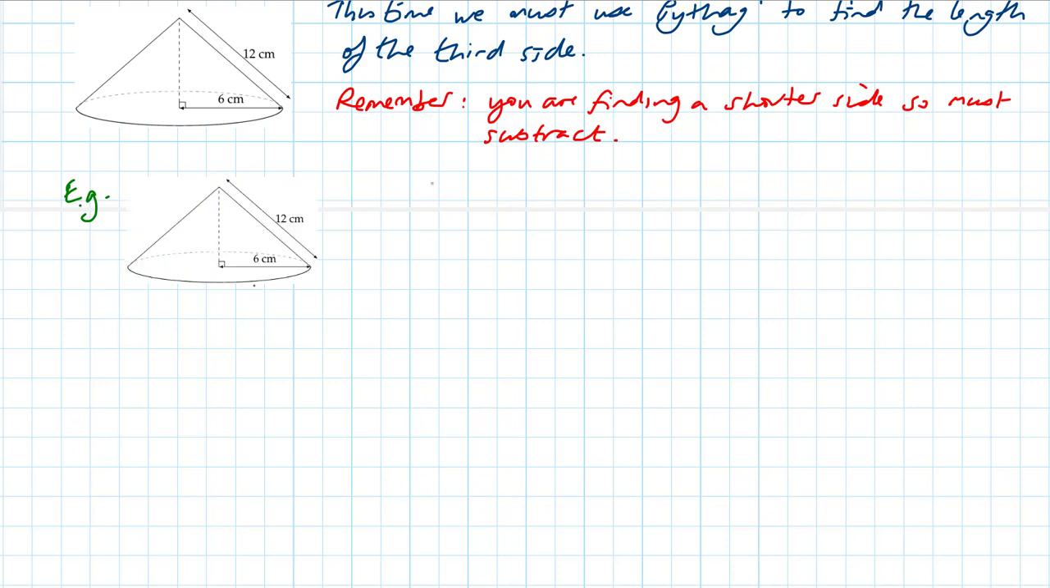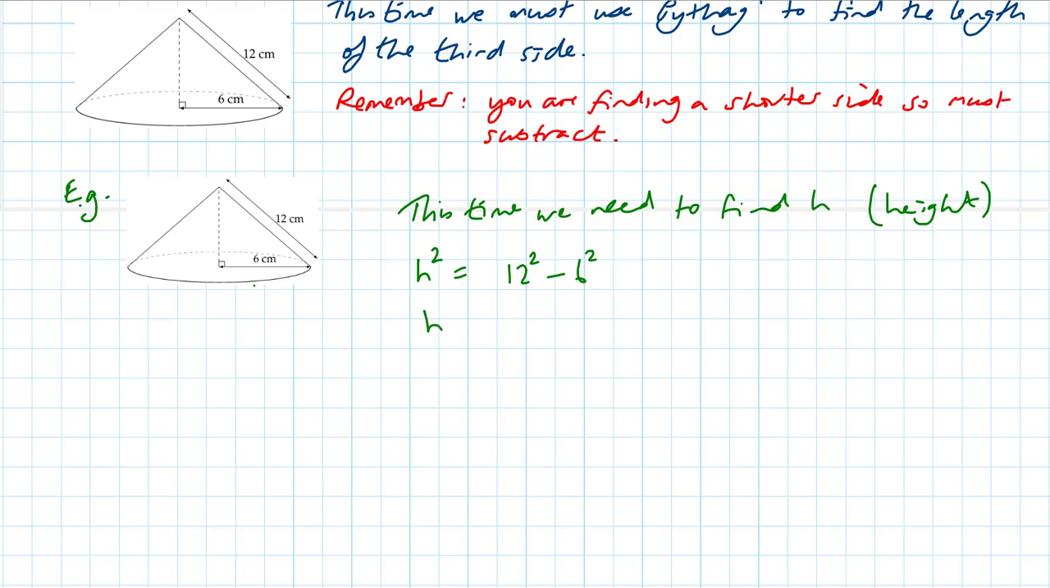So following through with this example, to find the height, we'd use Pythagoras' theorem, remembering that the side we want to find would be the one we start with. That's the one on its own, the height. So h is the height in this case, not the hypotenuse. So h squared equals 12 squared minus 6 squared, because we're finding a short side, and we can get an exact answer for what h is going to be.